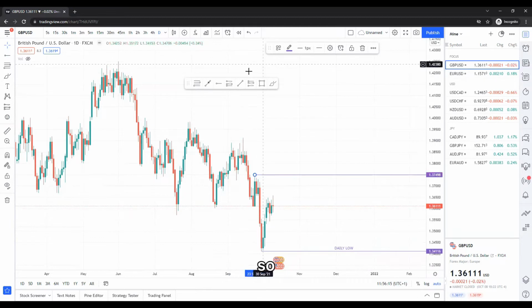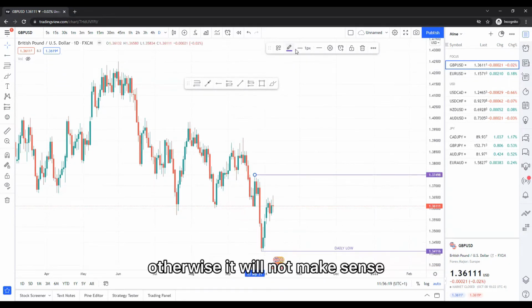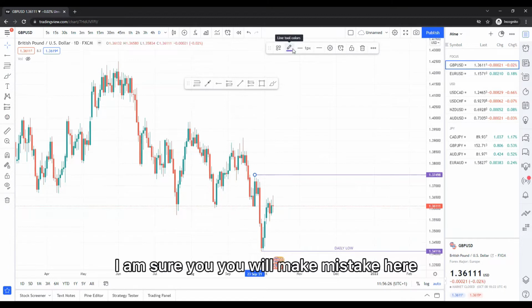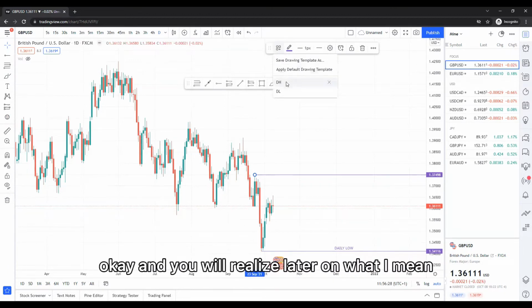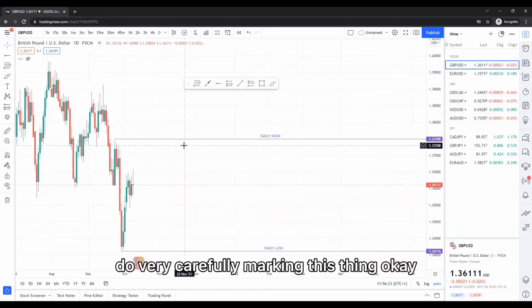You need to mark these lows and highs very accurately, otherwise it will not make sense. It seems simple, but I'm sure you will make mistakes here, and you will realize later on what I mean. So do this marking very carefully.